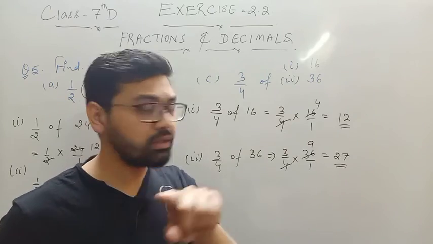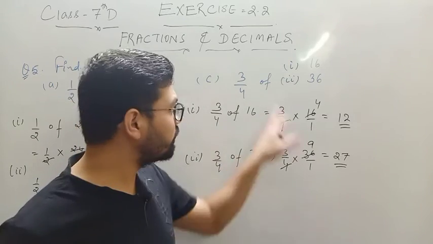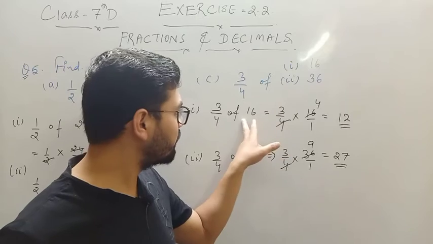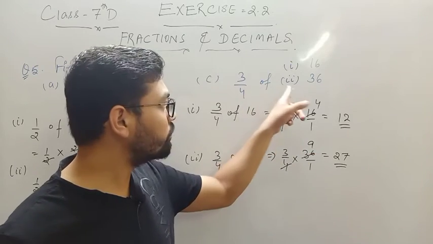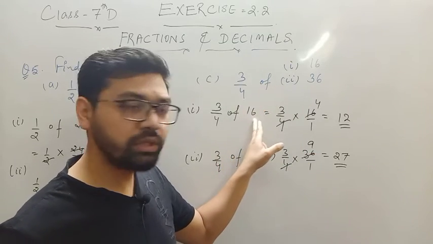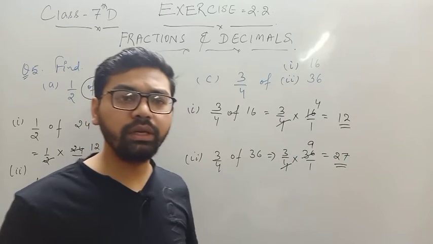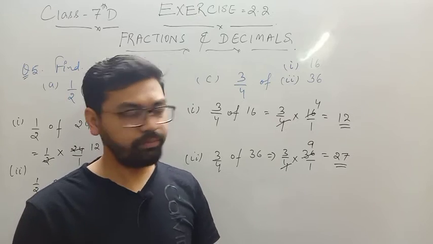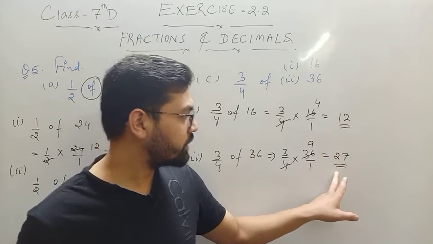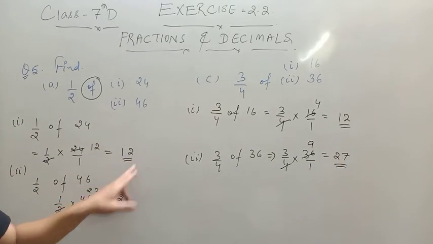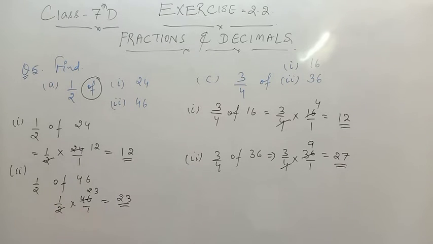BODMAS, right? So, beta, the O in BODMAS is this "of". And "of" is nothing but a multiplication of these two fractions. 3/4 into 16/1. This is basically a multiplication of two fractions. So 12 is the answer, 27 is the answer. Similarly 12 is the answer and 23 is your answer.